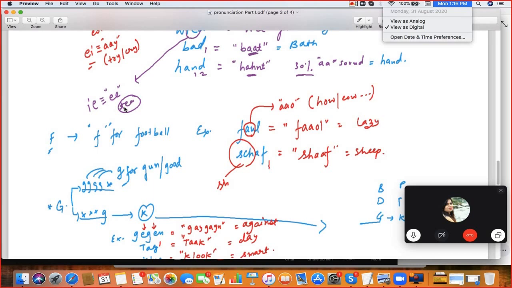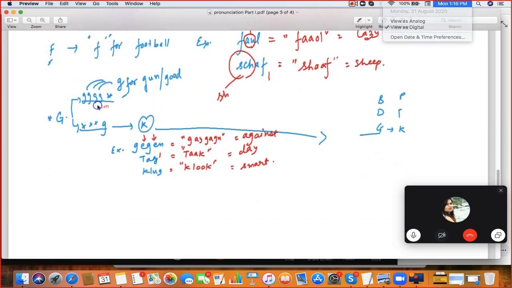Next is G. G in the end is ka, and in the beginning or middle it is ga, as in gun. G in the end is ka. Beginning or middle is ga for gun. So speak the example.